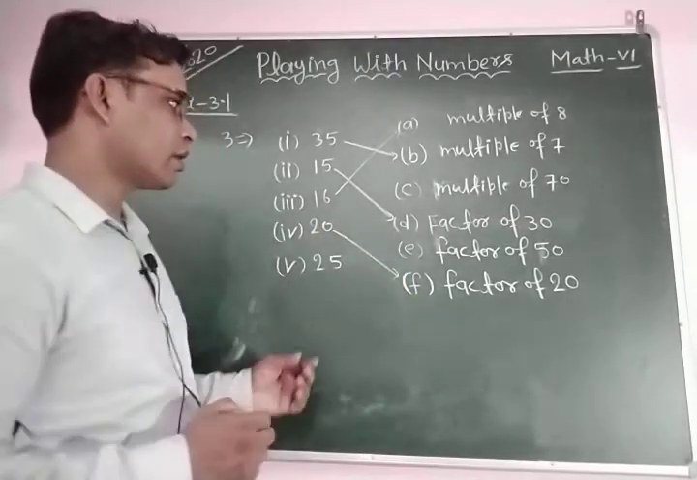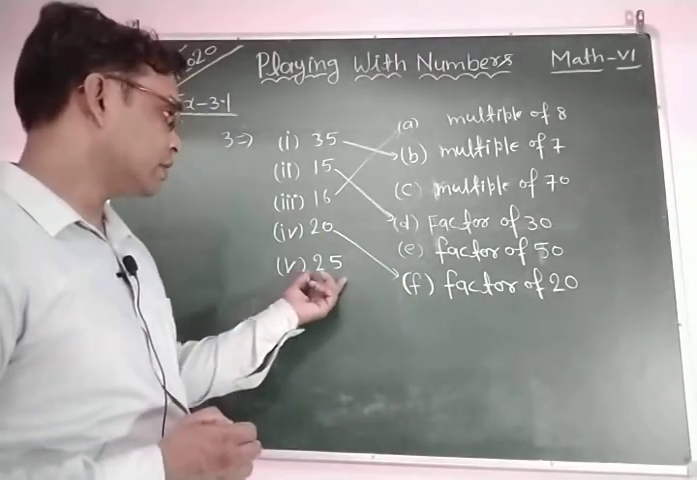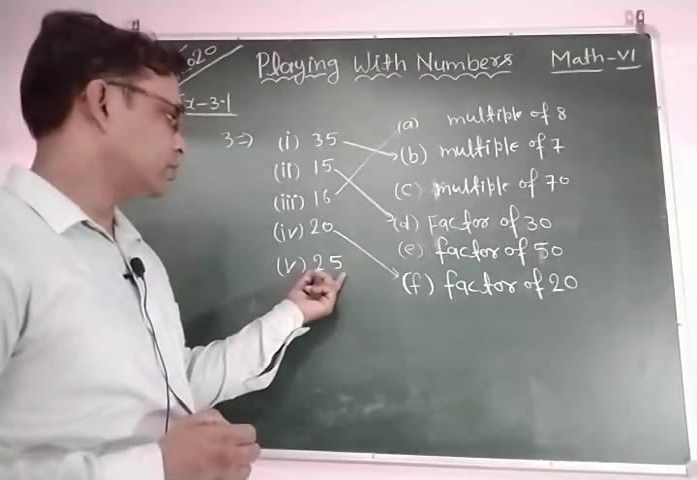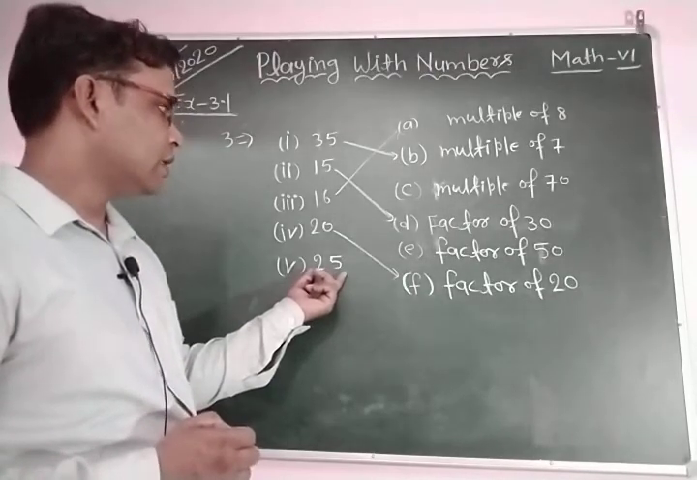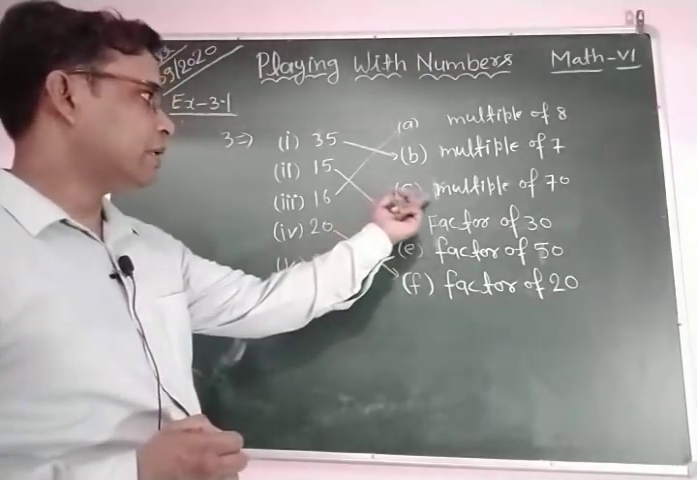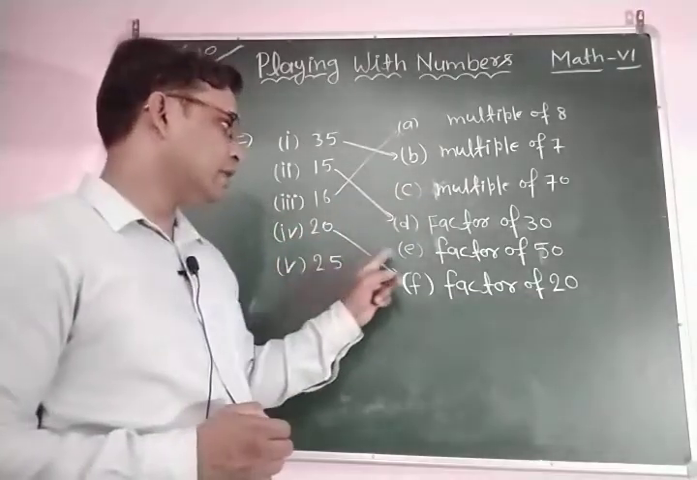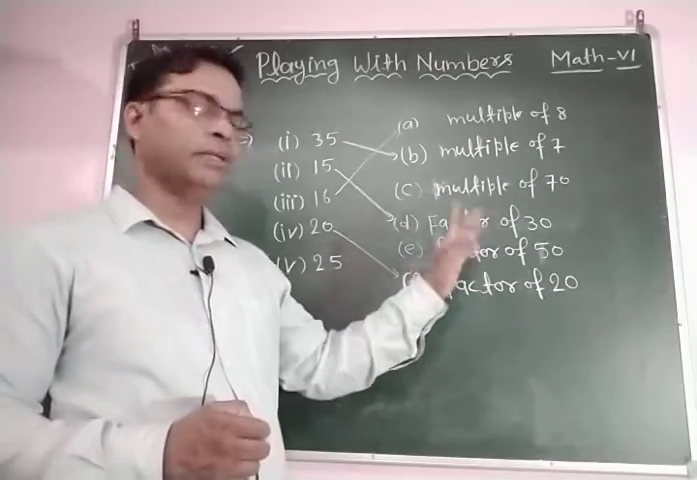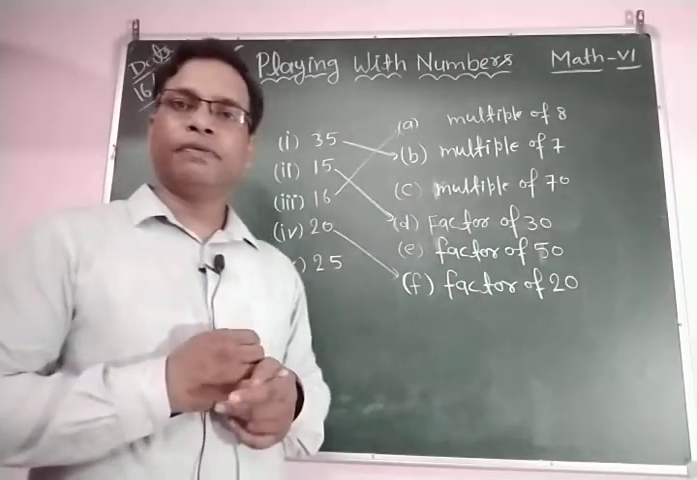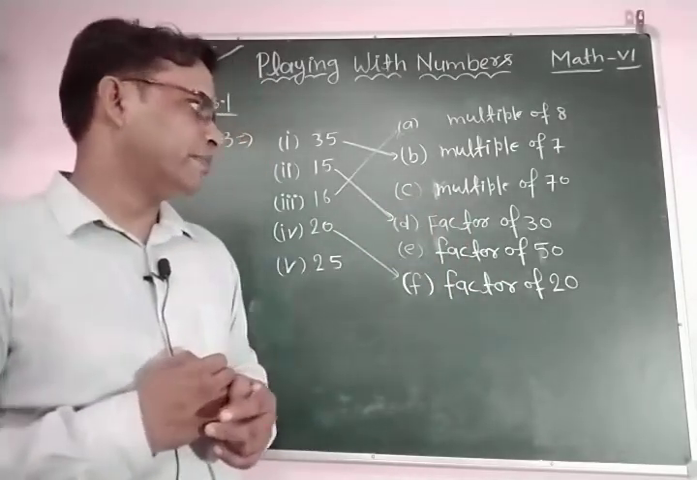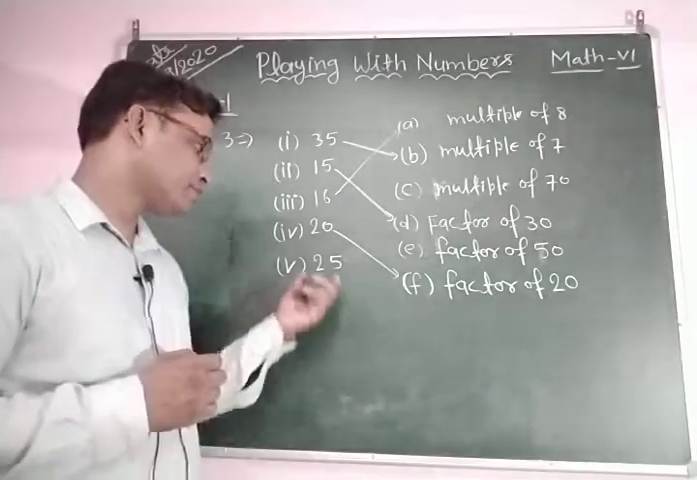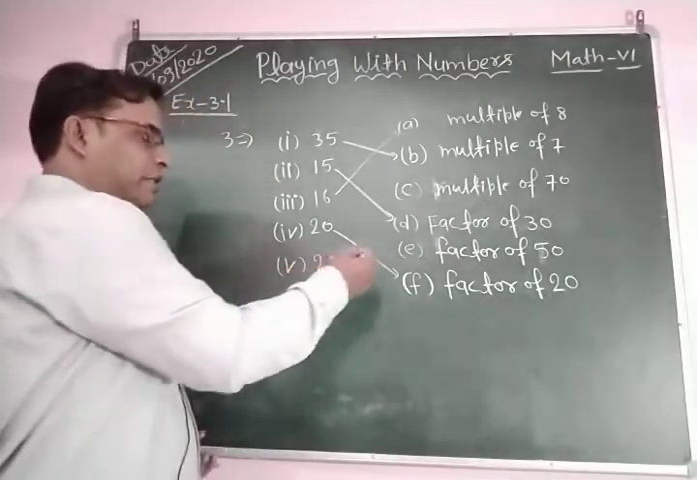Now again, this is 25. So 25 is a multiple of 70? No, this is wrong. 25 is a factor of 50. Yes, because 25 divides 50. So 25 is a factor of 50.